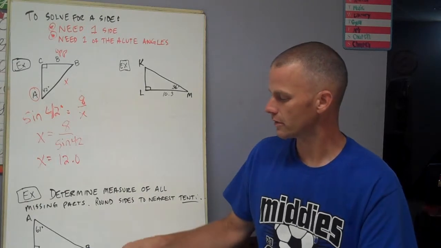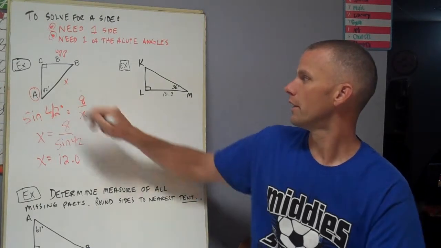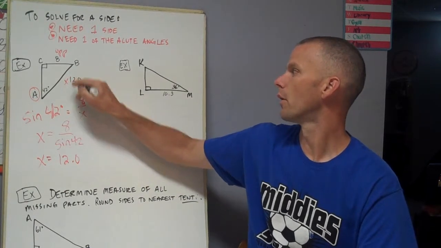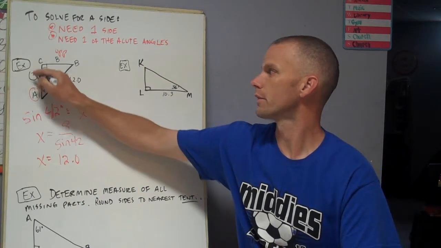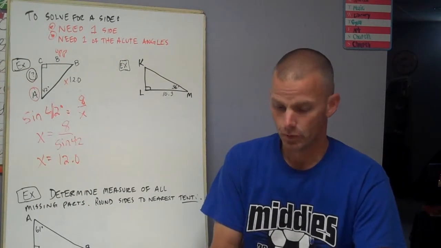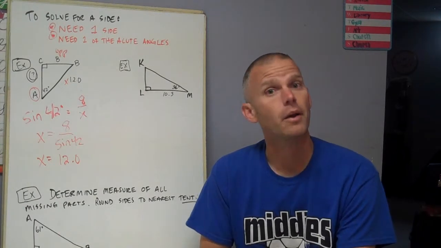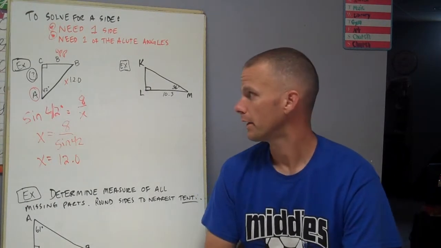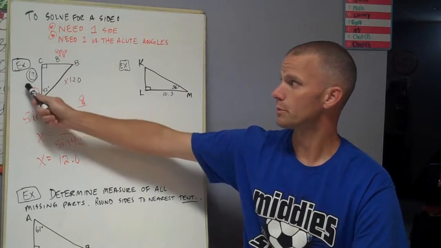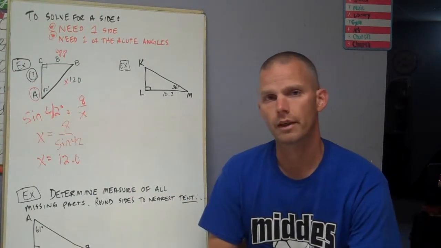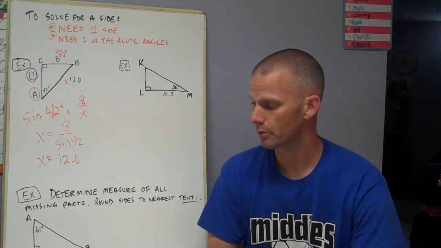The nice thing is this. Once we know that this is 12.0, we could figure out this remaining side without using trig. How would we do that? That's right, we could use Pythagorean theorem, and set up a little a squared plus b squared equals c squared and work it that way. So that's also an option for us to use.